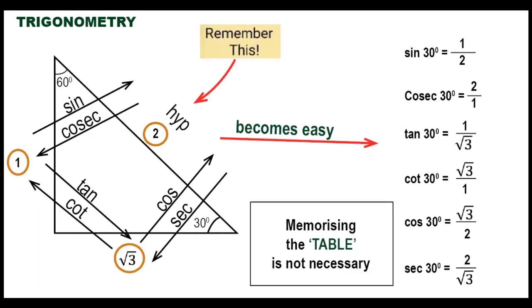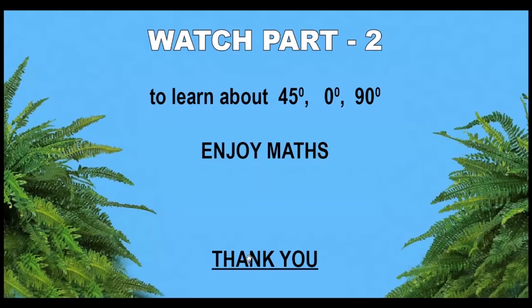Finally, remember this picture. There are two things to remember. One is the ratio, the other one is the trigonometric functions, along with it the arrow marks. So once you remember this very well, then your answers become very easy. See here, you can just look at it here and you get the answer here. So memorizing the table is not necessary. To learn about 45 degree or 0 degree and 90 degree, please watch part 2.